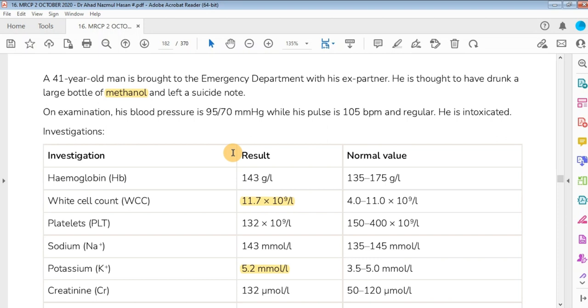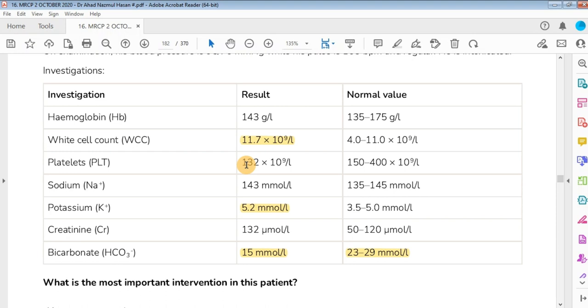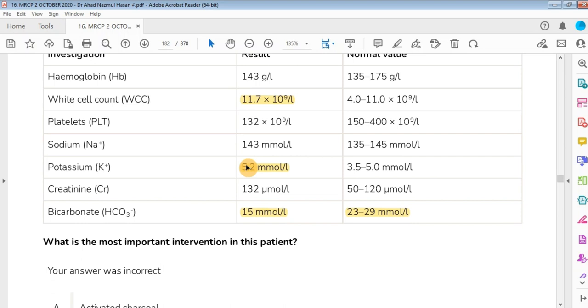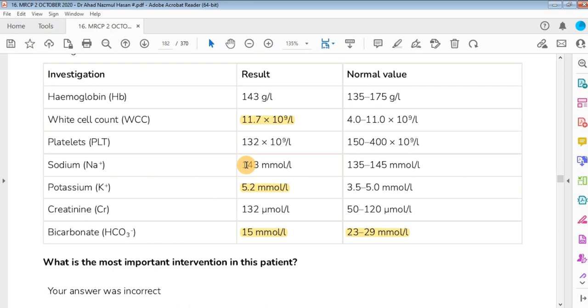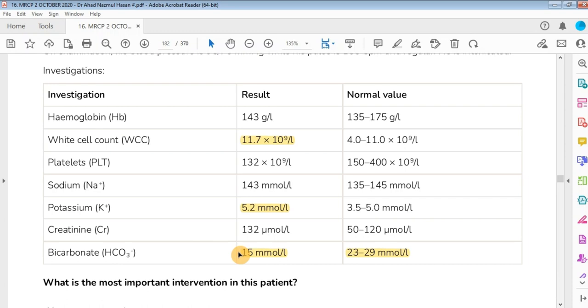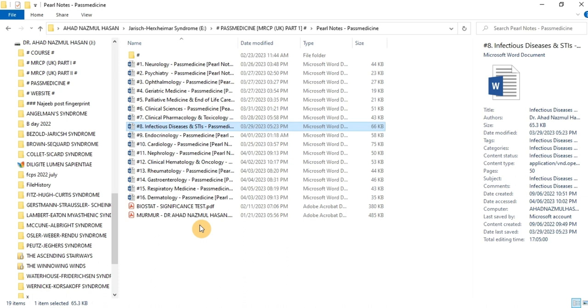On examination, BP 95/70, pulse 105 beats per minute and regular. He is intoxicated. Investigation, hemoglobin normal, WBC 11.7, slightly raised. Platelets 132. Sodium normal, potassium 5.2. Creatinine 132, bicarbonate 15. What is the appropriate intervention in this patient? So this is a patient with methanol poisoning with significant metabolic acidosis as well as hyperkalemia. So what is the antidote for methanol poisoning?